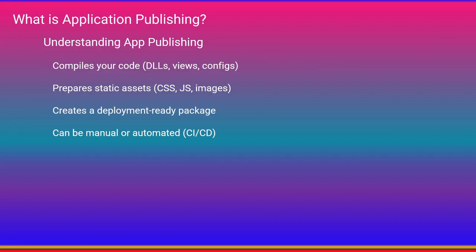Publishing is the process of taking your source code and preparing it for deployment. This involves compiling your application into assemblies, optimizing static assets like CSS and JavaScript, and generating a publish folder that contains everything needed to run your app. You can publish manually using Visual Studio or automate the process using CI/CD tools.